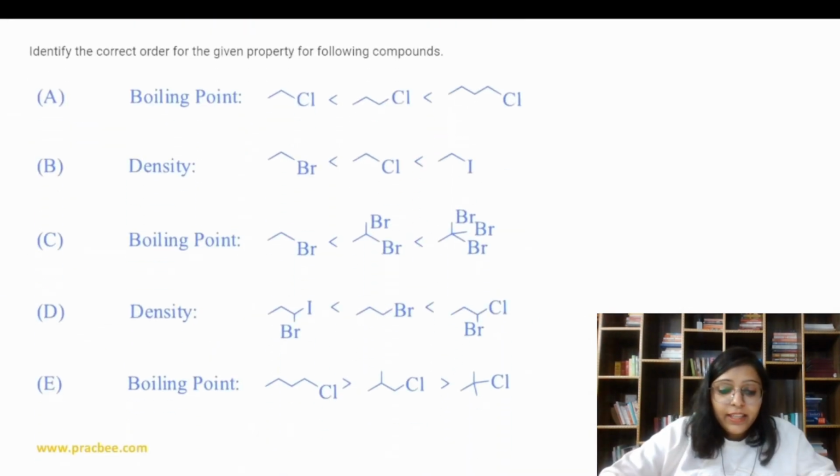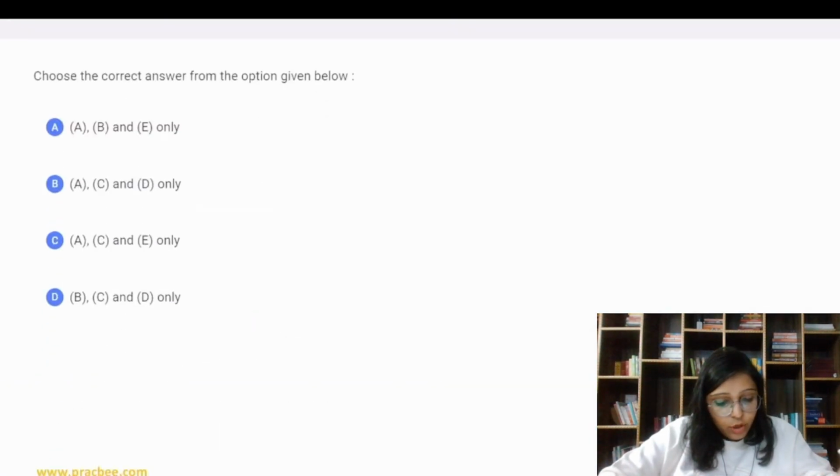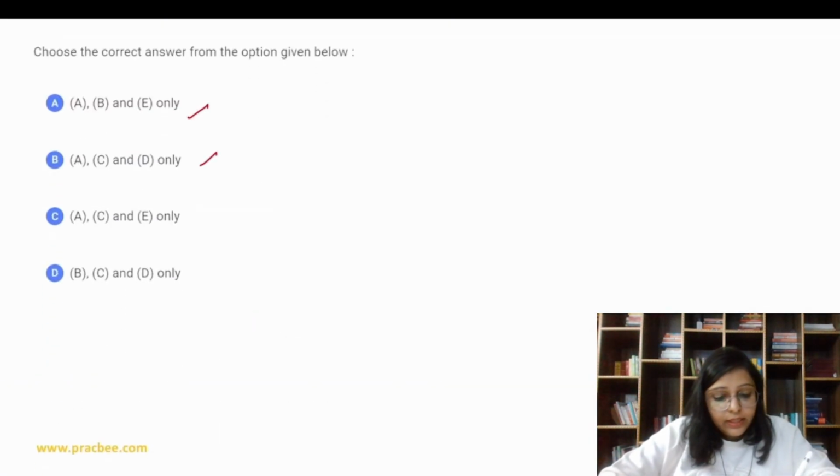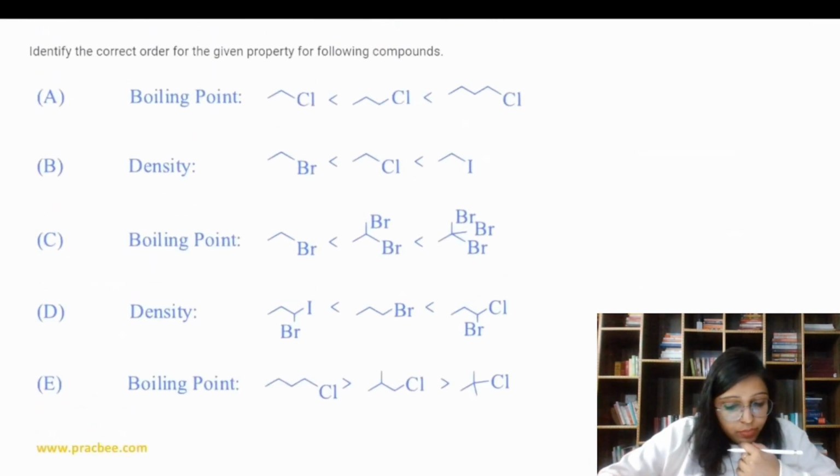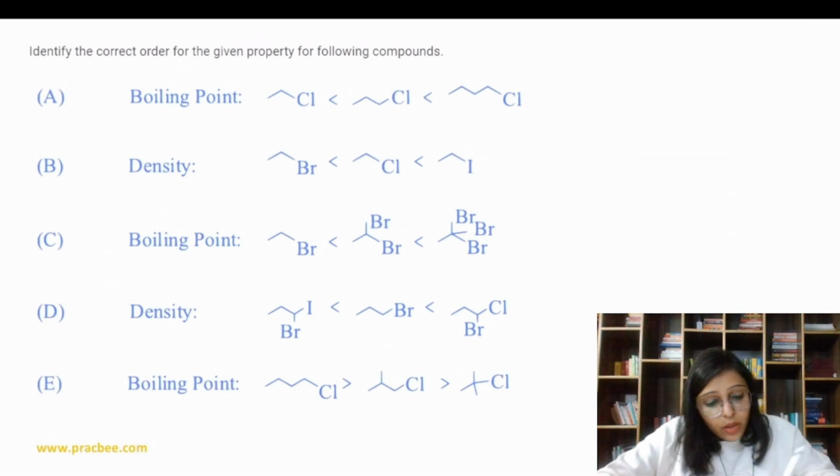Identify the correct order of the given property of the following compounds. So how to find out? See, we have the options like ABE, ACD, ACE, BCD and all. Okay, so just check the first one. So boiling point. Boiling point is directly proportional to molar mass. So first we have to check for the molar mass.